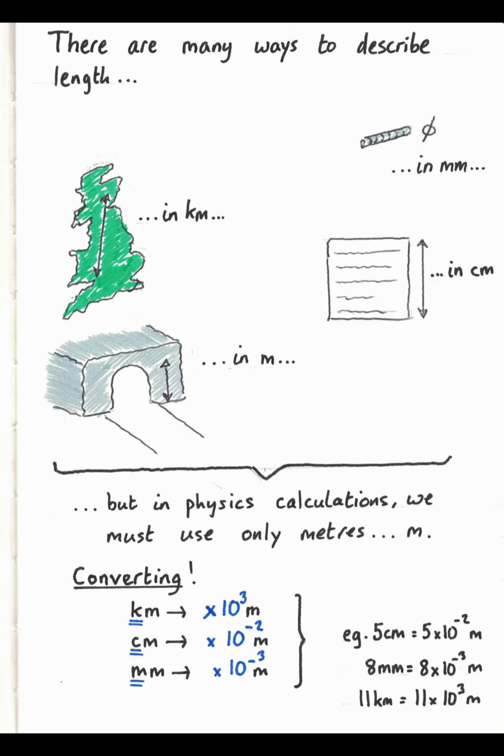Here are some examples. So for the first one, notice that the 5 stays the same, the meters stay the same. It's just the centi bit that gets swapped out with times 10 to the power negative 2. And with the others, again, we switch out milli for times 10 to the power negative 3 and kilo for times 10 to the power 3.